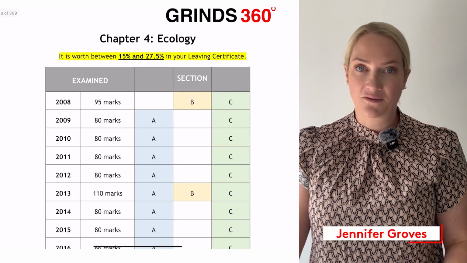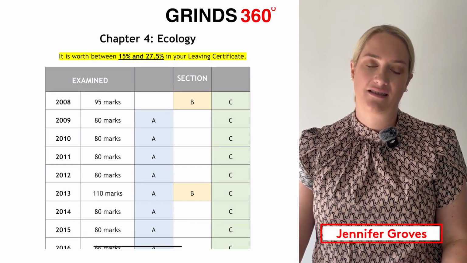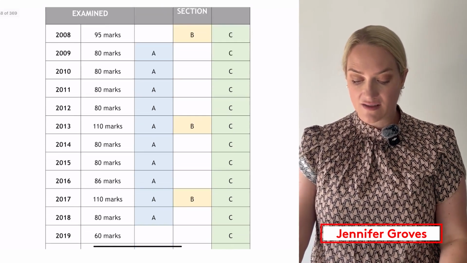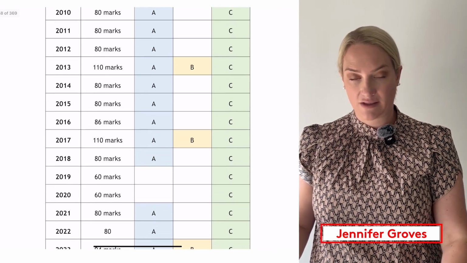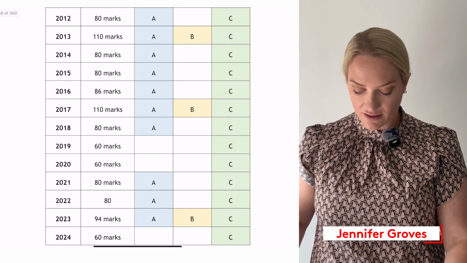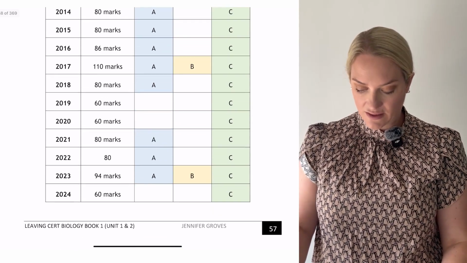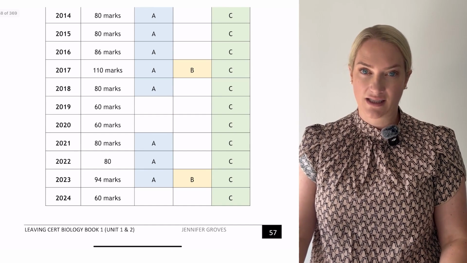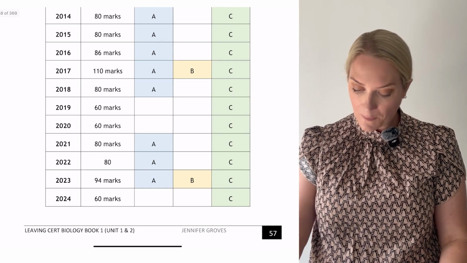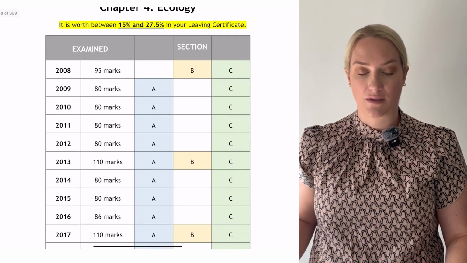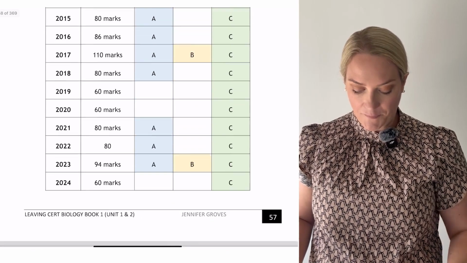Ecology, chapter 4, it's worth between 15 and 25% of your Leaving Cert. And you can see by looking here, it comes up every single year in section C as a 60-mark question. It does come up in section A as a 20-mark question. It didn't, there you can see in 2019, 2020 and 2024. And we can see sometimes it comes up in section B, the experiments.